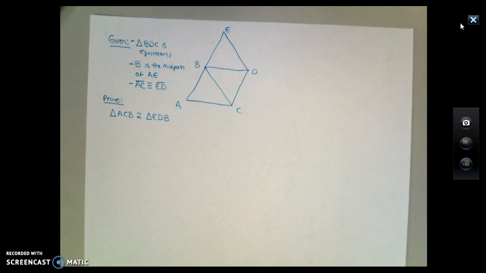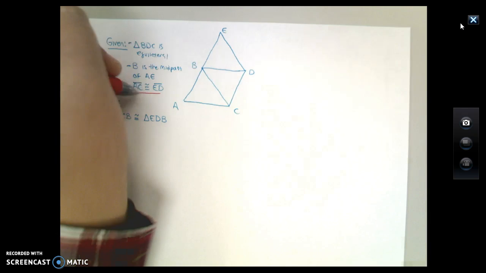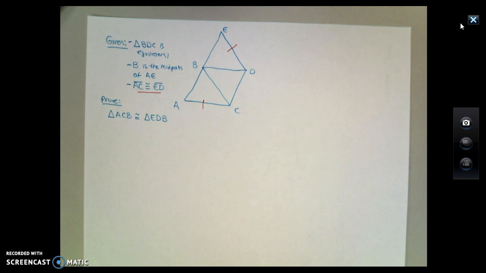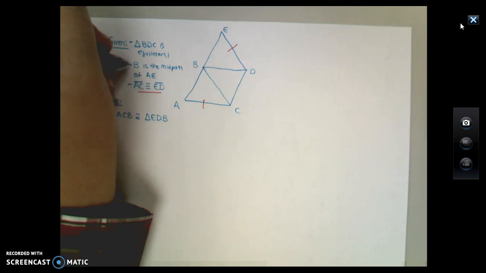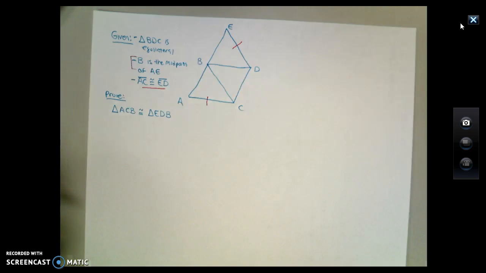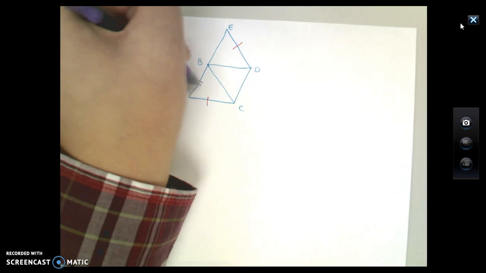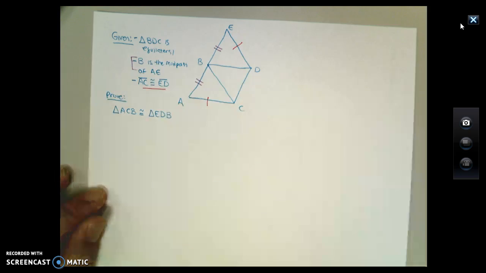This proof has a lot of given information. BDC is equilateral, B is the midpoint of AE, and AC is congruent to ED. Well, that is great because I can go ahead and mark that. And that's probably going to help me prove these triangles are congruent right off the bat. Now let's start going through some of these other givens before we write this out. If B is the midpoint of AE, that means that AB and BE have to now be equal. So we can go ahead and mark that as such.